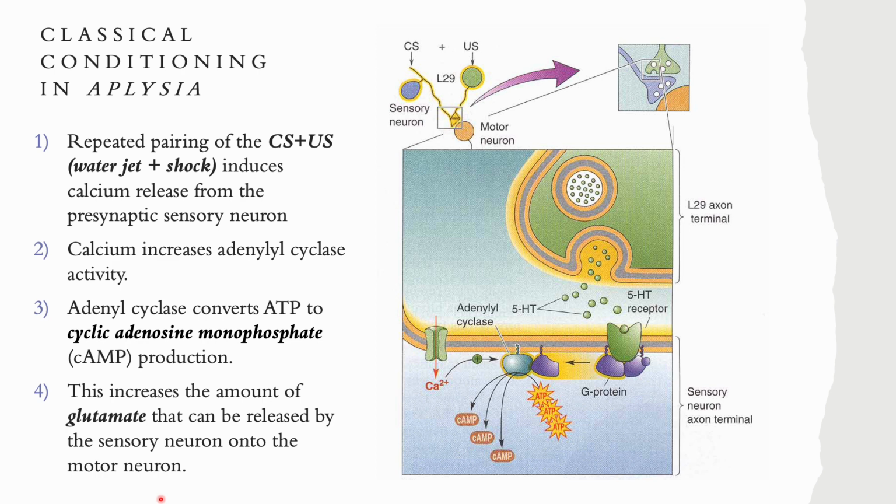This can induce new protein synthesis and increase the amount of glutamate that can be released by the sensory neuron onto the motor neuron. We know that glutamate is the main excitatory neurotransmitter, and thus this could generate excitatory postsynaptic potentials in the postsynaptic motor neuron. Simultaneous EPSPs together can form another action potential if a stimulus is very strong or salient. So these are the biological mechanisms underlying classical conditioning in Aplysia californica.